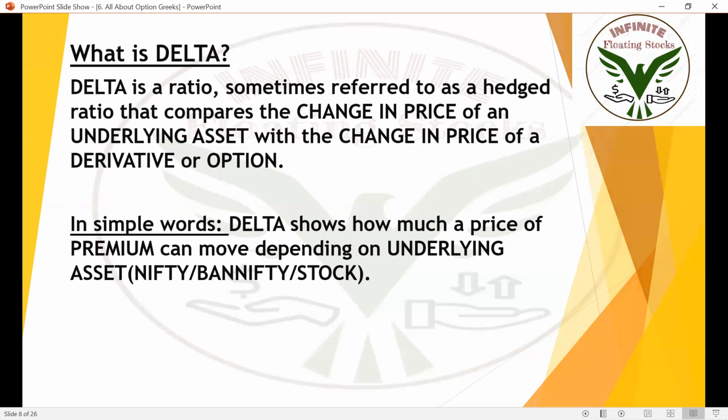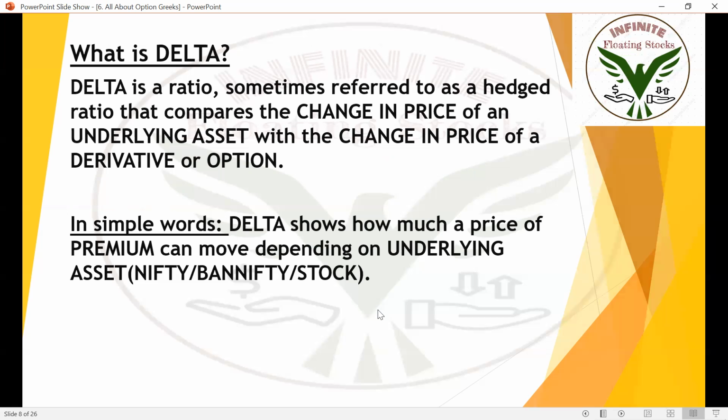Concentrate and listen to this part. Delta is nothing but a ratio that compares the change in price of an underlying asset with the change in price of a derivative or option. I'll be explaining this in the next slide in great detail.